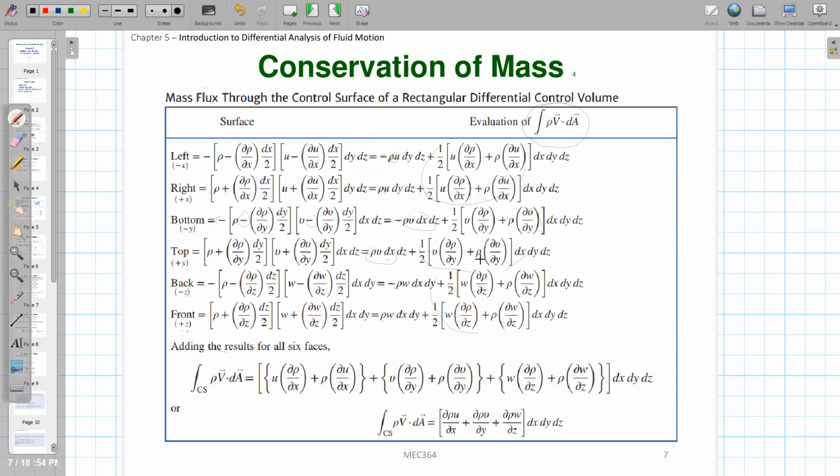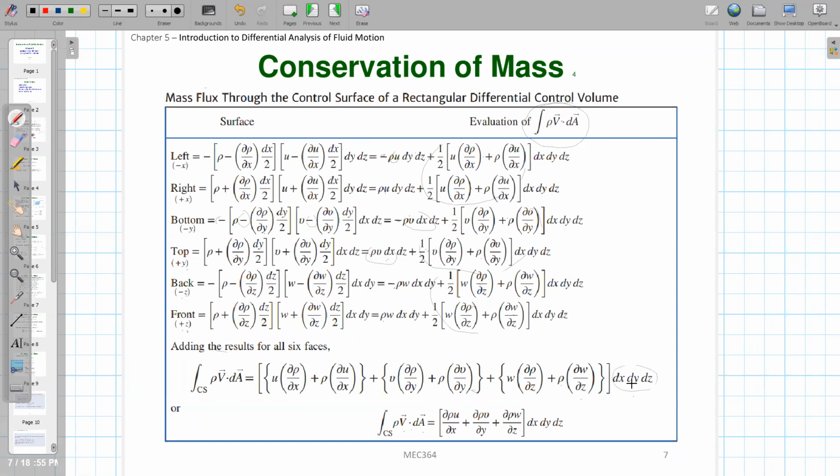This one is identical. When you add them together, one half becomes 1, and same for this one. Okay, so when you add all these mass fluxes for these 6 surfaces together, your final form for the mass flux for this surface of this differential control volume will be just equal to this equation. It's telling us that the integration for the whole surface, rho v dA, will be just equal to this one plus this one plus this one, times dx dy dz.